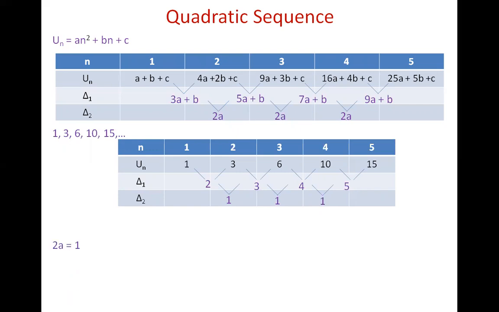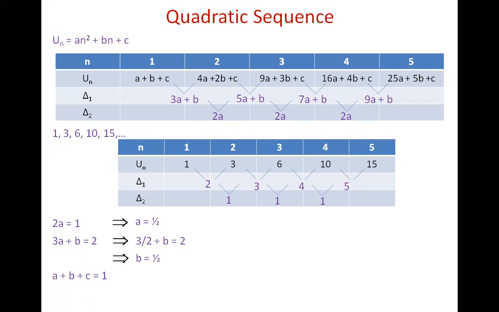Next, comparing both tables, we have 2a equal to 1. So a equals 1 upon 2. 3a plus b will be equal to 2. Substitute the a value 1 by 2. So 3 by 2 plus b will be equal to 2. Transposing 3 by 2 to that side, b will be equal to 2 minus 3 by 2. That is 1 by 2 only.